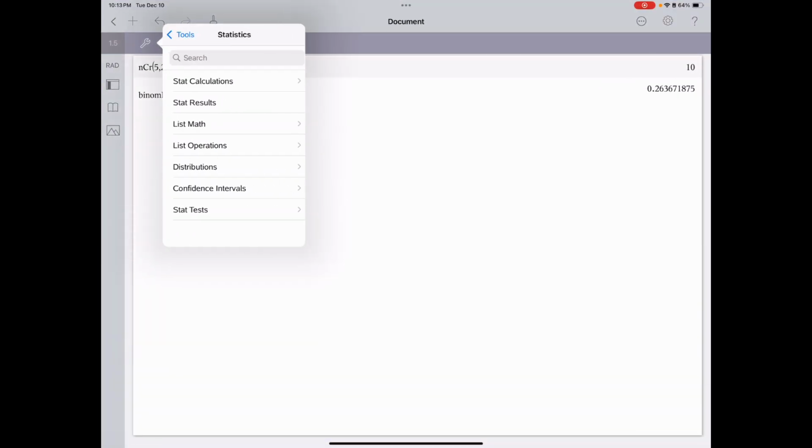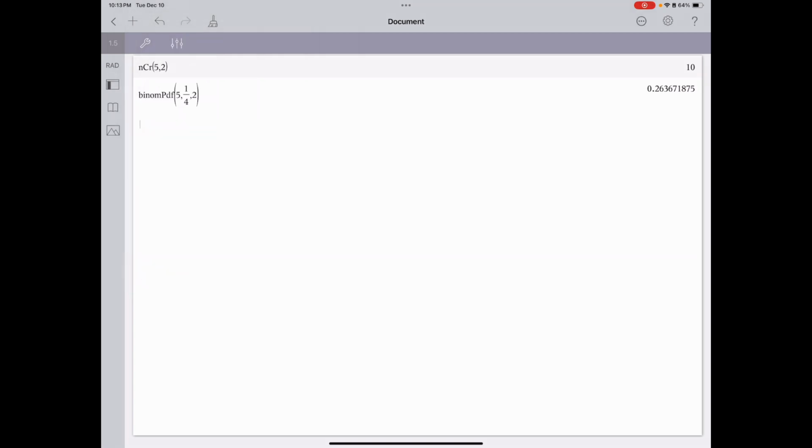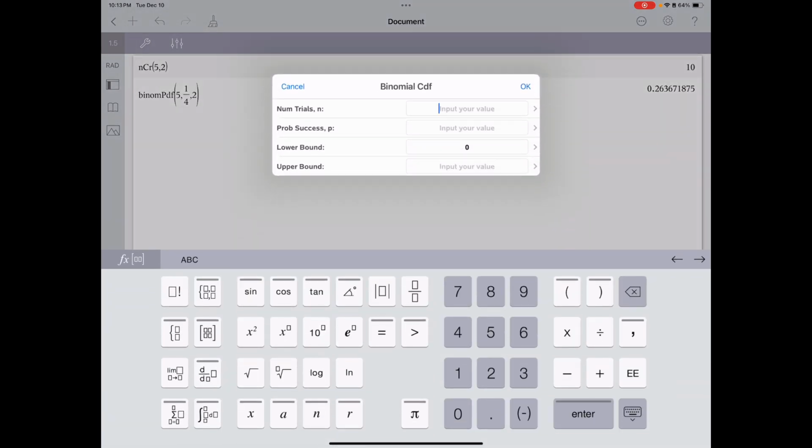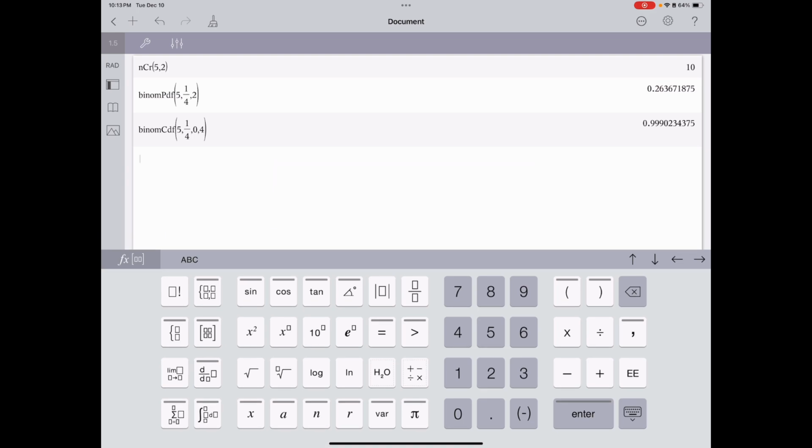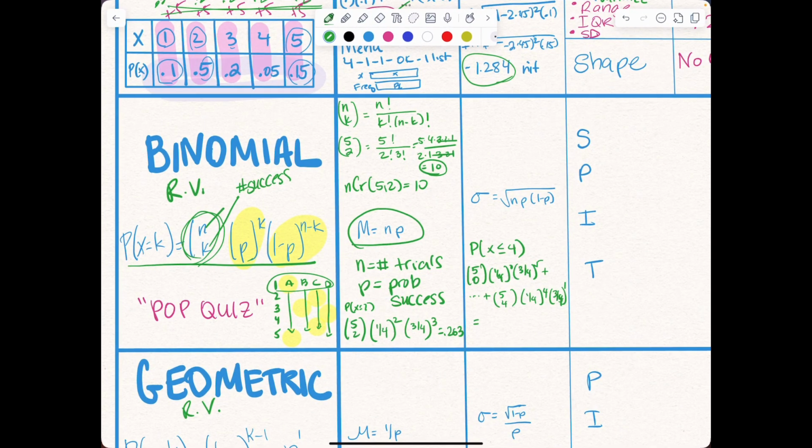Menu, Stats, Distributions, go down to binomial CDF. Number of trials, I have 5 trials. That means I have 5 questions on my test. I have a 1/4 probability to get one right as far as guessing. Lower bound, I said less than or equal to 4, so it's going to go from 0 to 4. And I have 0.9999, a lot, right? You have a really high chance of getting from 0, 1, 2, 3, or 4 of those correct.